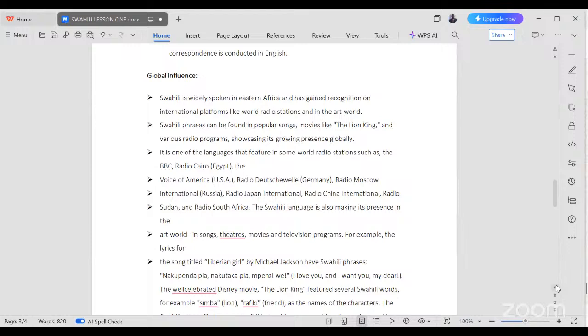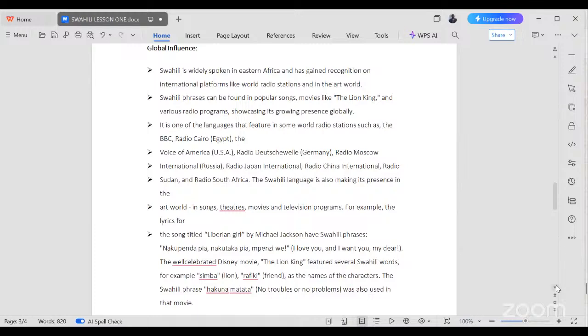For example, we have the lyrics of the song called Liberian Girl. If some of you can remember Liberian Girl by Michael Jackson, one of the biggest hits of the 1980s then. That song was partly translated into Swahili phrases, for example, nakupenda pia, nakutaka pia, mpenzi wee. These are some of the avenues on how the Swahili language has been used.